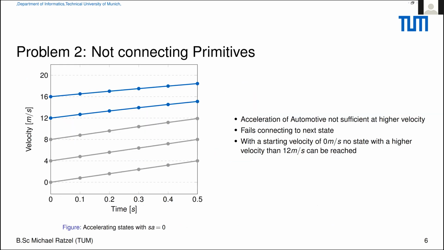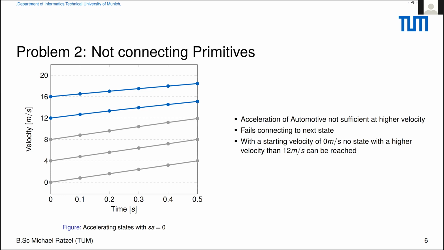The second problem was that not all the primitives were connecting properly and were not reachable. What you can see here in the diagram are 5 trajectories, which are basically steering angle 0 and accelerating, so from 0 to 4 meters per second, and from 4 to 8, and so on. And the top 2 ones from 12 to 16 and from 16 to 20 meters per second. As you can see, those never reach the target velocity because the car just isn't capable of accelerating that fast.